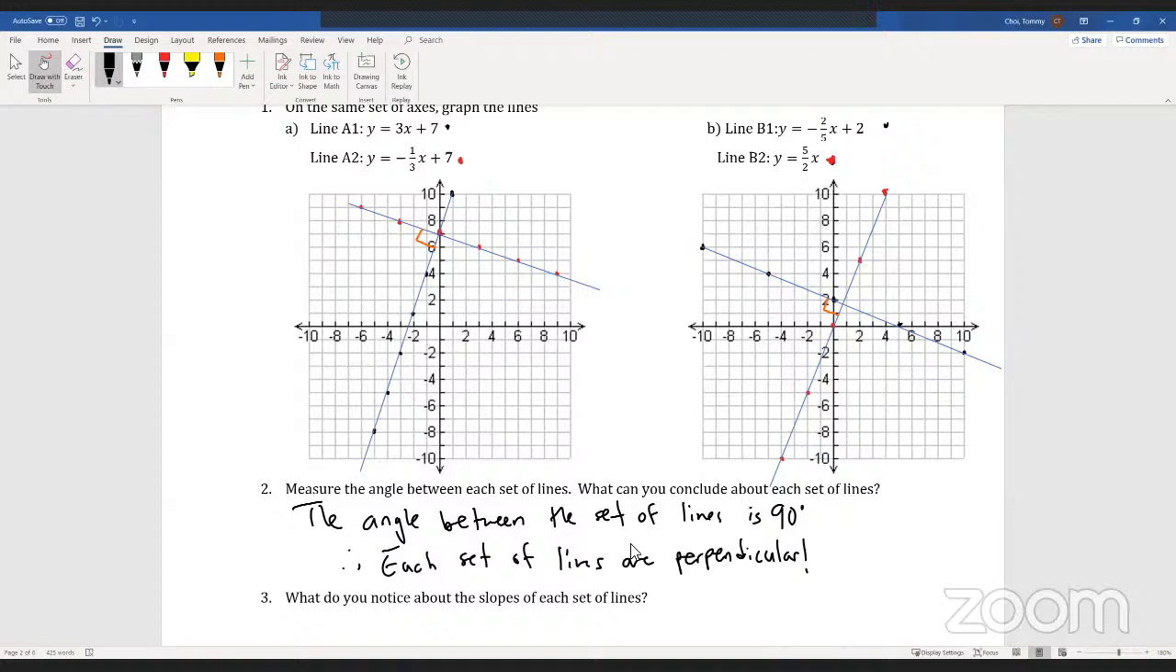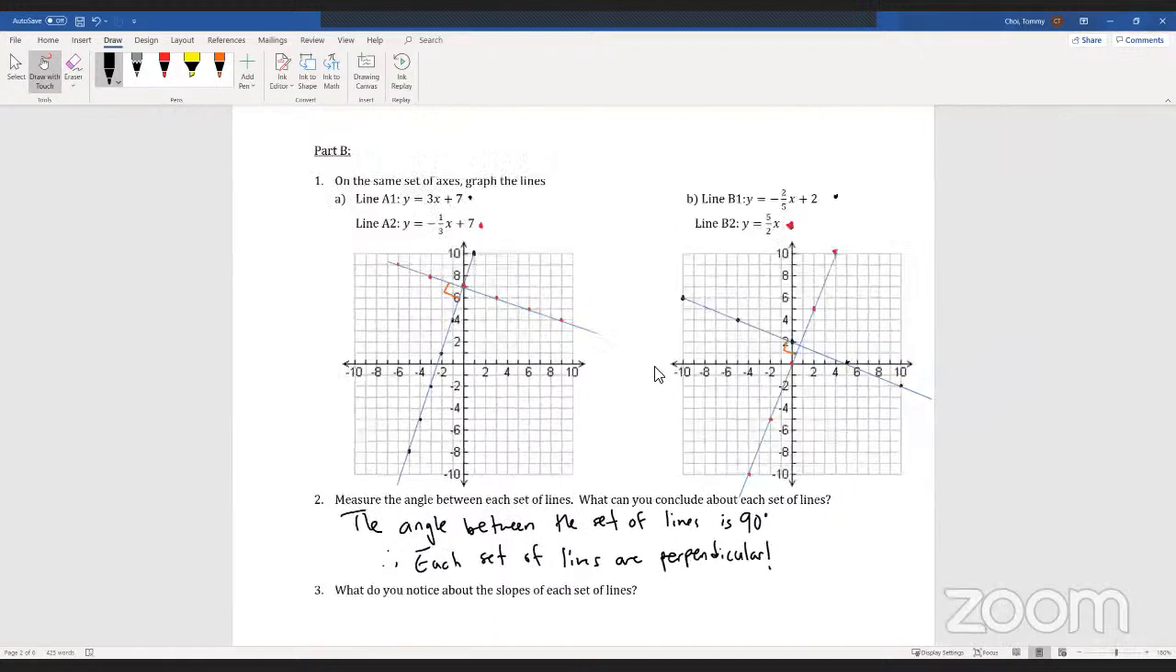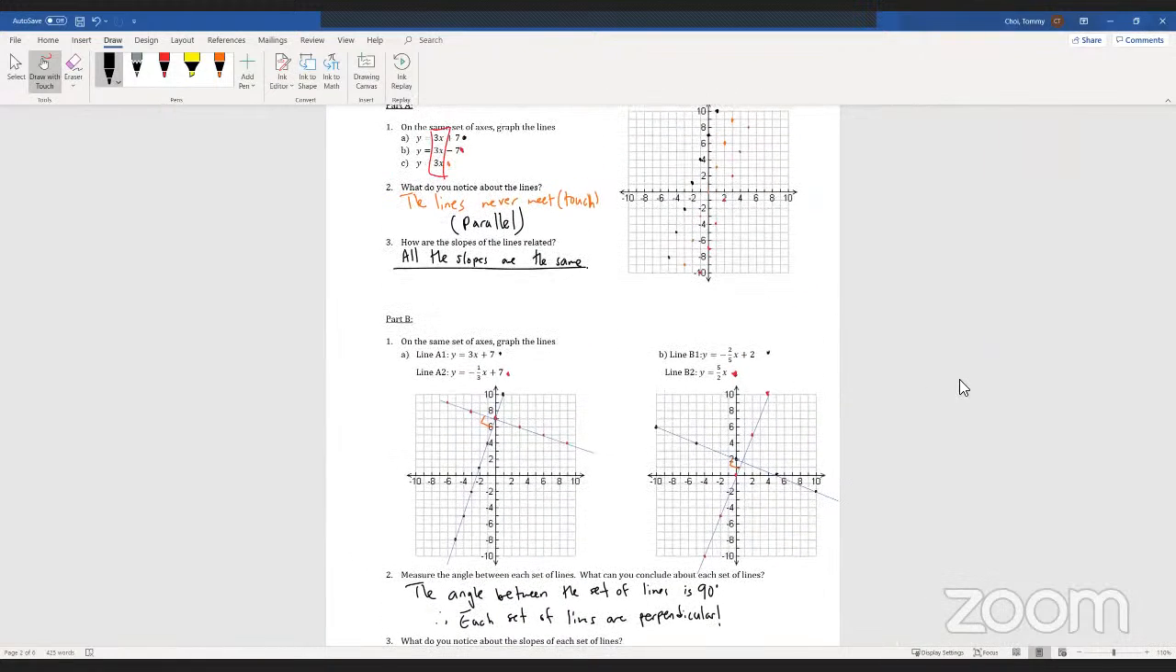Okay, so I'm going to leave that there for people to copy for a little bit because I know graphing can take a little bit longer. I'll zoom out a little more so you can see the above one as well. So I'll leave it on here for a little bit so you can finish copying down.